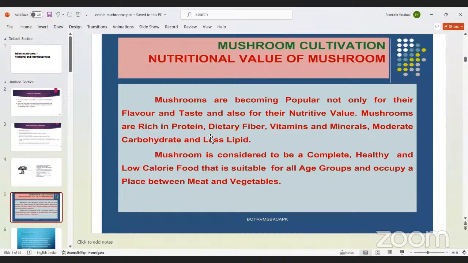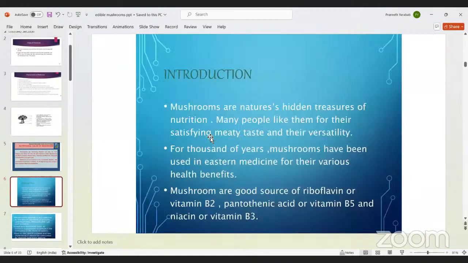So it is not a vegetable, it is non-vegetarian. It is placed between the meat and the vegetable. Mushrooms are nature's hidden treasures of nutrition. Many people like them for their satisfying meaty taste and their versatility. For thousands of years, mushrooms have been used in Eastern medicine for their various health benefits.